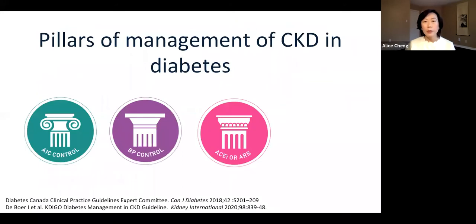Now, when we think about the pillars of management of chronic kidney disease and diabetes, established now for multiple decades, it's that glucose control on the far left, blood pressure control in the purple, and the use of ACE inhibitors or ARBs in the pink are established pillars of management of CKD in diabetes, and also pillars of prevention of CKD in diabetes. And we've known about this for many, many years, not news to anybody listening to this.